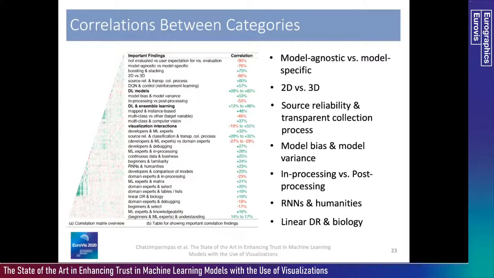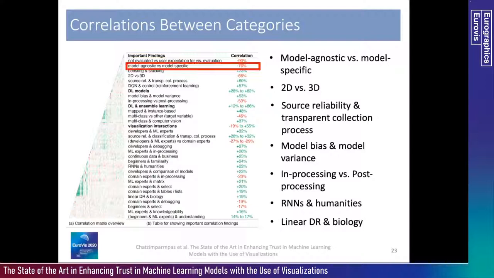We have also conducted a correlation analysis for the categories used in our survey using Pearson's R coefficient values in order to reveal specific patterns and intriguing cases of positive, in green, and negative, in red, correlation between categories. The full correlation matrix is shown in Figure A and can be found in the supplementary material. We also list the most interesting cases in decreasing order of their correlation strengths.